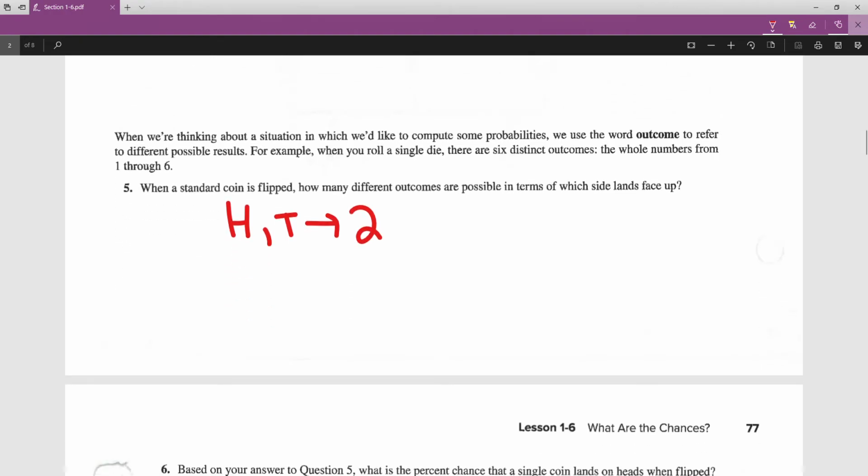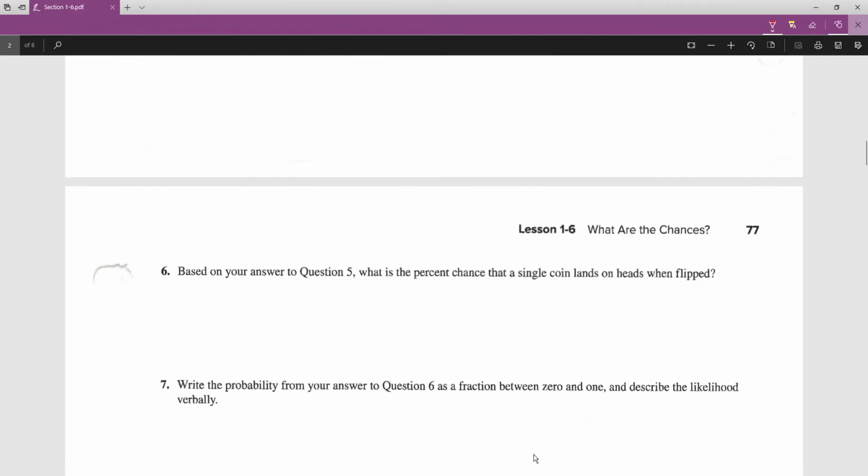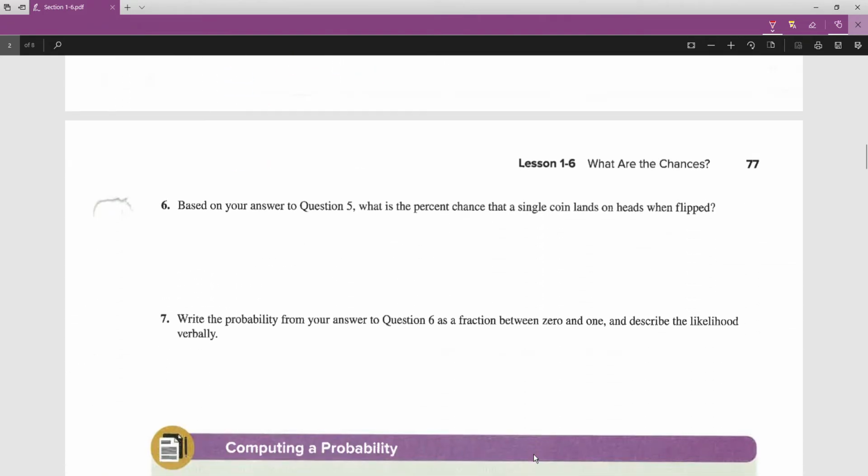On page 77, they continue with this exploration. Based on your answer to question 5, what is the percent chance that a single coin lands on heads when it's flipped? How many heads are on the coin? If it's a fair coin, there's one. You can buy two-headed coins, probably on Amazon, but we're not going to do that today. How many total outcomes were there? 2. What is that as a percent? If something is half off, it's what percent off? 50%.